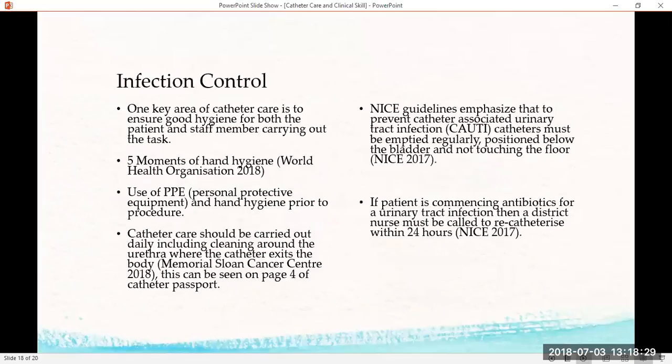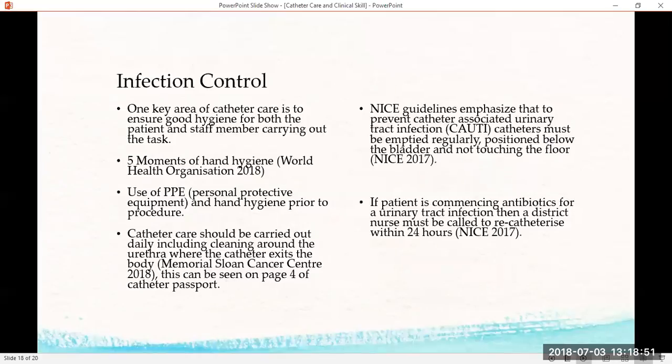So another important area is infection control. When you've got catheters in, you are at an increased chance of infection, so it's important that we have good hand hygiene for both the patient and the staff member carrying out the task. As I'm sure you're all aware, the 5 moments of hand hygiene is the best practice, and that's from the World Health Organization.